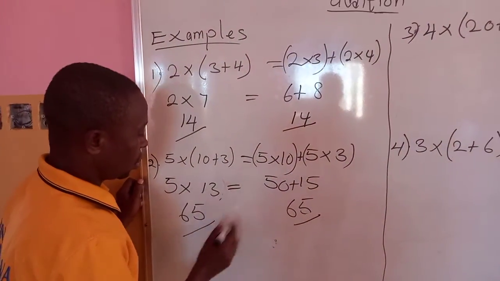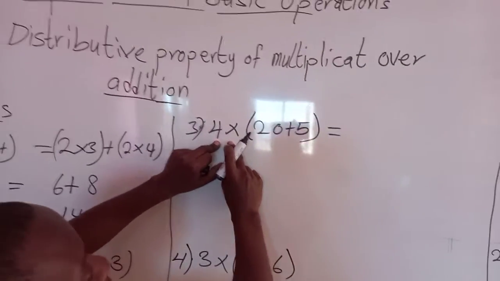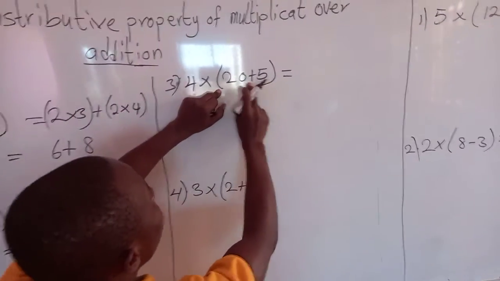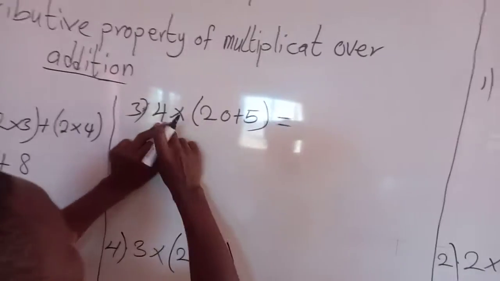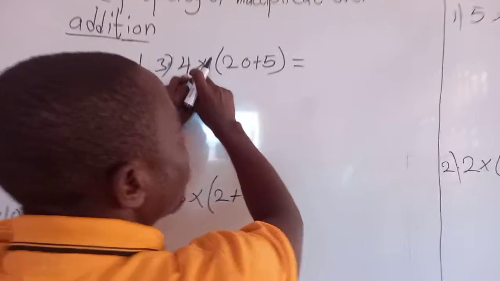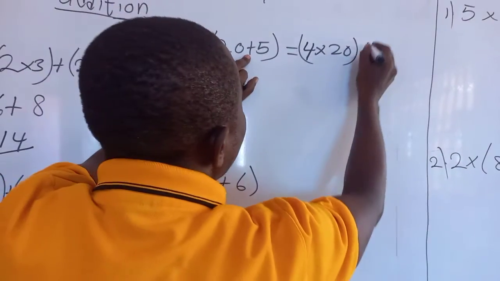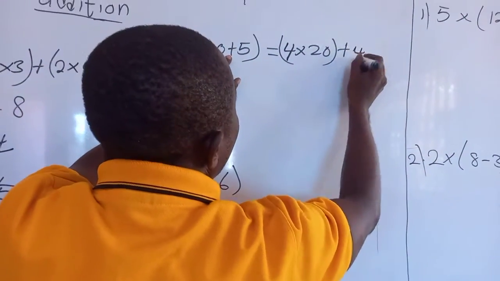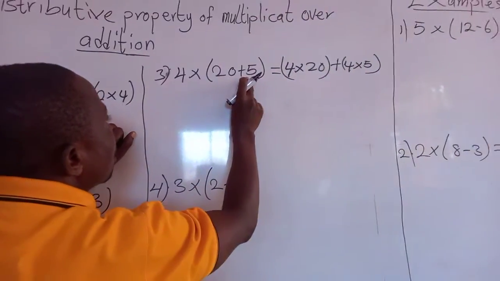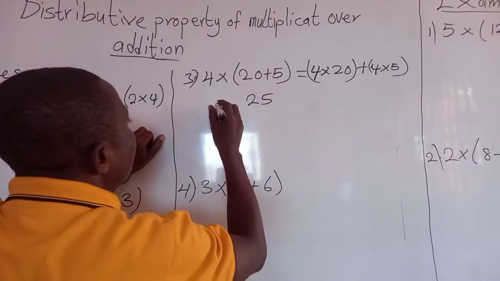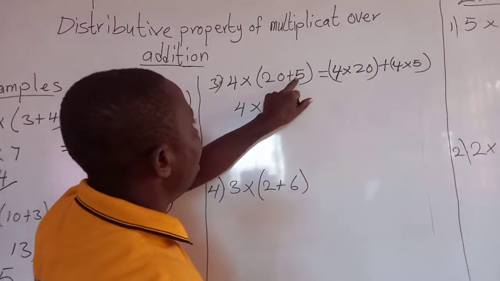Let's continue to the next example, which is what? 4 times, into bracket, 20 plus 5. So this one we are going to expand. We said that the 20 must take its 4, the 5 must also take its 4. So we have 4 times 20, then we bring our plus, 4 times 5. Good. Now 20 plus 5 is what? 25, times 4.